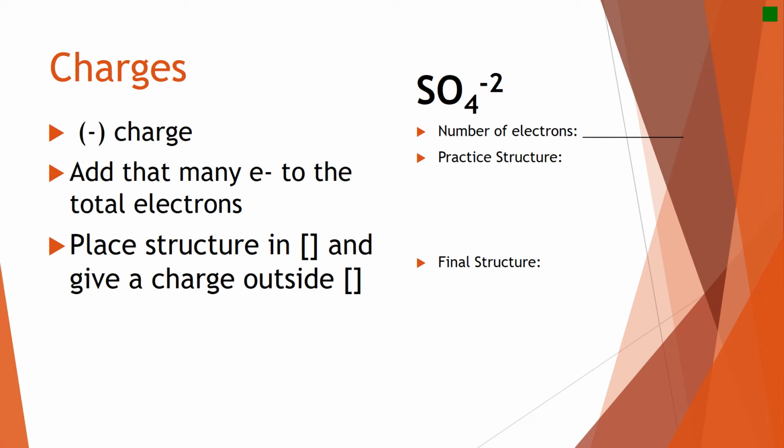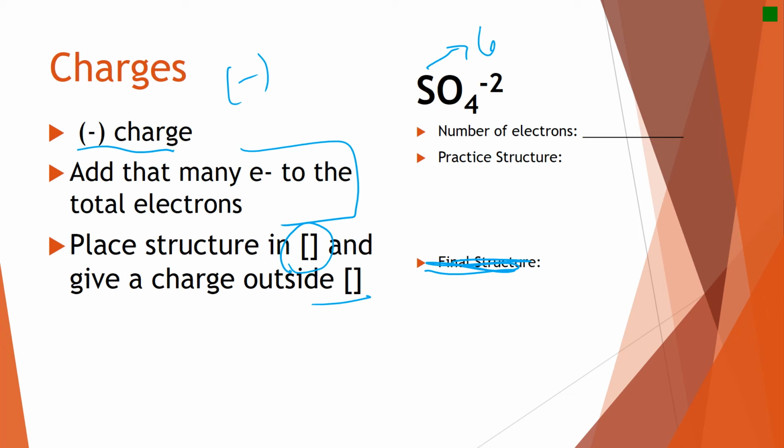All right, the next thing that we're going to be talking about is charges. So some of these, especially these polyatomics that we've talked about, have these charges. And typically they're negative in this class, but you can have positive, which we will reference on the next slide. So if you have a negative charge, what you want to do is add that many electrons to your total number of electrons. Then you're going to put your structure in brackets and put the charge outside. So let's figure out how many we're going to need for SO4.